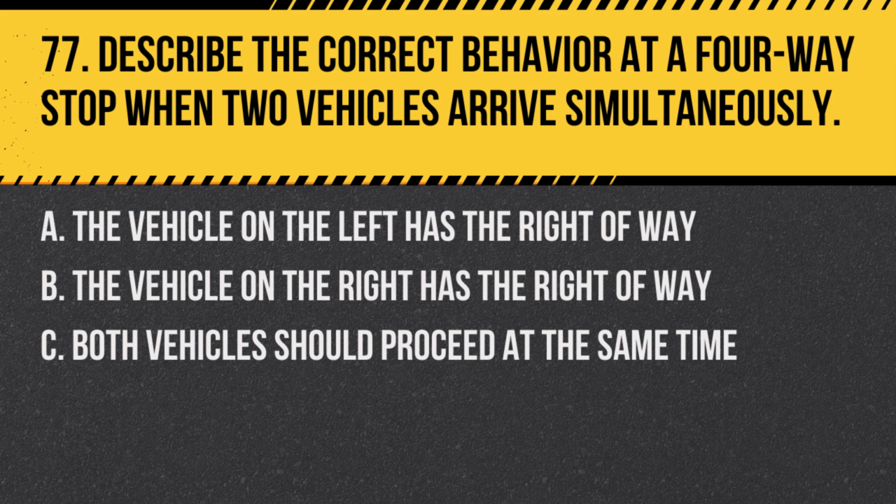Question 77. Describe the correct behavior at a four-way stop when two vehicles arrive simultaneously. A. The vehicle on the left has the right of way. B. The vehicle on the right has the right of way. C. Both vehicles should proceed at the same time. Answer: B. The vehicle on the right has the right of way. This rule helps prevent confusion and collisions at four-way stops.